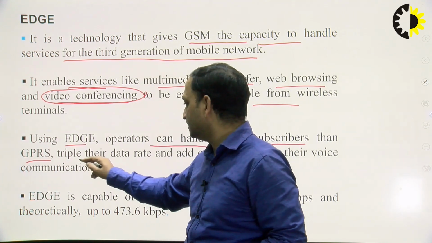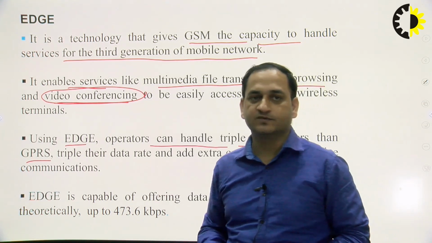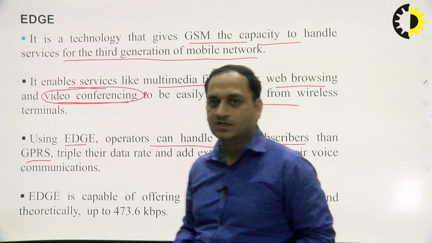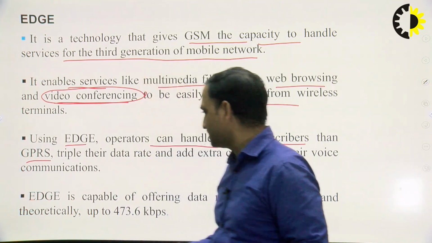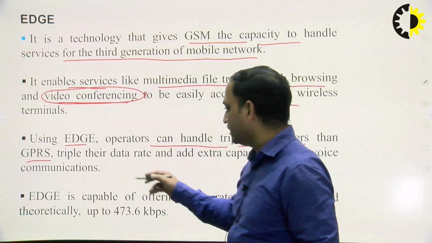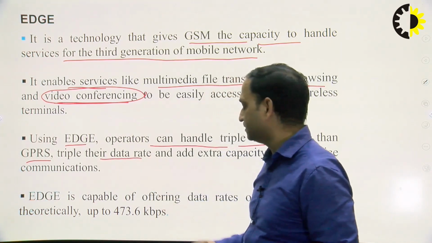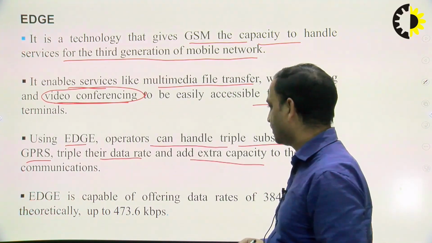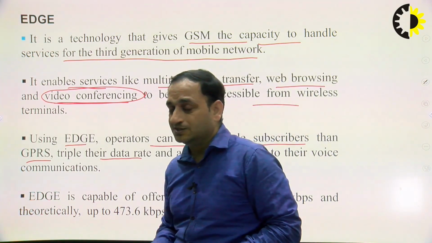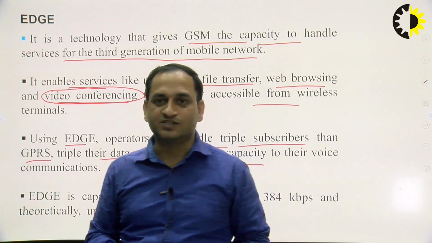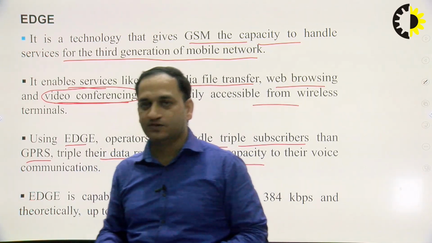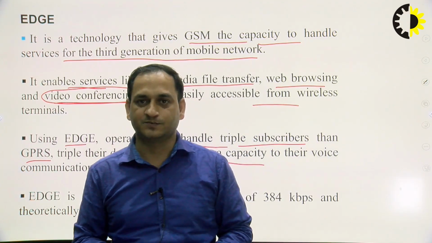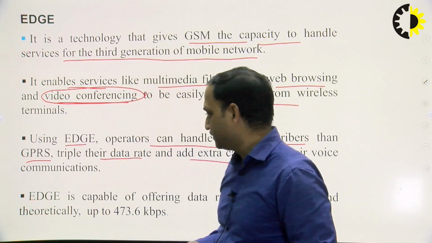So triple means the capacity of the network will be enhanced in the EDGE network as compared to the GSM and the GPRS system. It also enhances the data rate, which is 3 times that of GPRS, and gives extra capacity for voice communications. These are very important features achieved through the EDGE network, and this EDGE network was proposed by the 3GPP, the Third Generation Partnership Project.